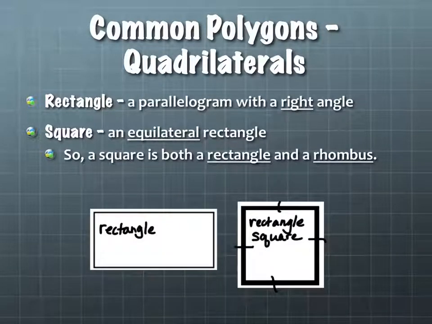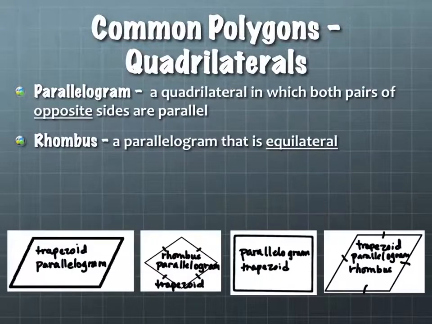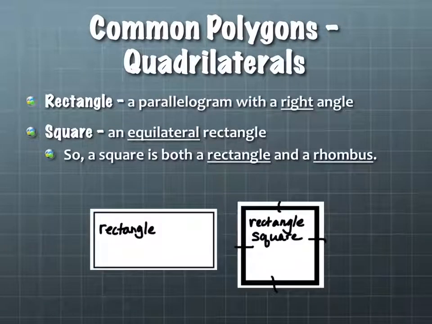So a square is both a rectangle, and it's actually also a rhombus. If you take a look back at your definition of rhombus, a rhombus is a parallelogram. Well, a square is a parallelogram. That's equilateral. Well, a square is equilateral. So a square is a rhombus and a rectangle as well.